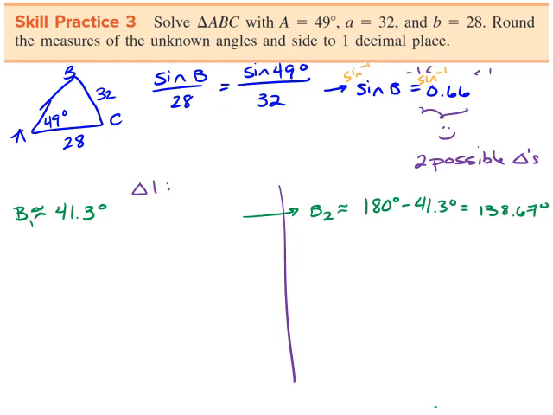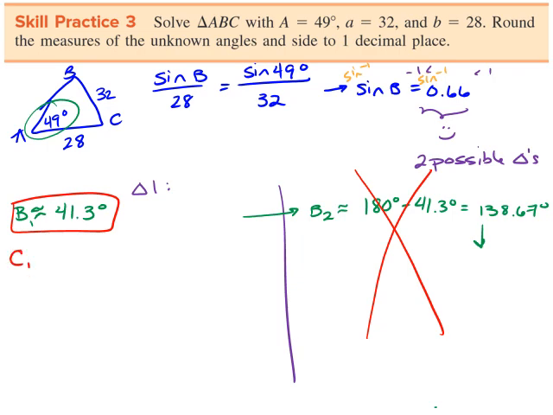Well, in this case, if I add this to the current angle, I'll find that those two angles alone add to be more than 180 degrees. So I couldn't even find a third angle, so I can eliminate this triangle. I can go on to find the missing angle for the first triangle then.